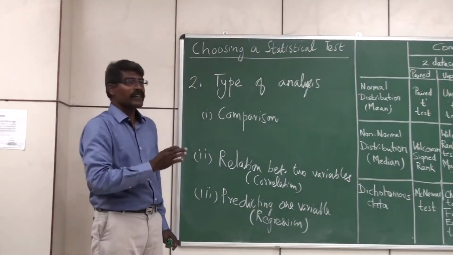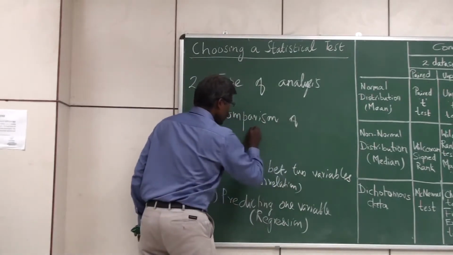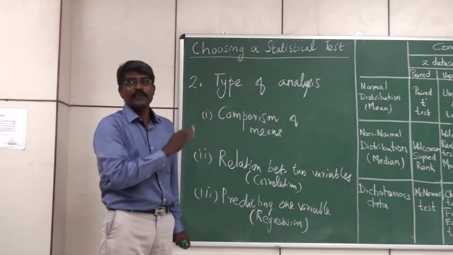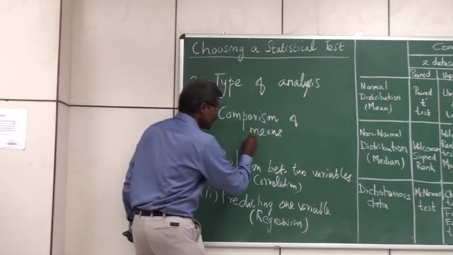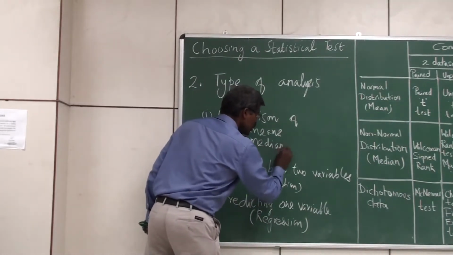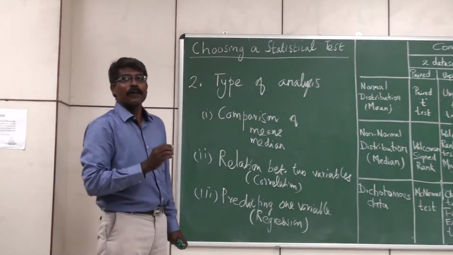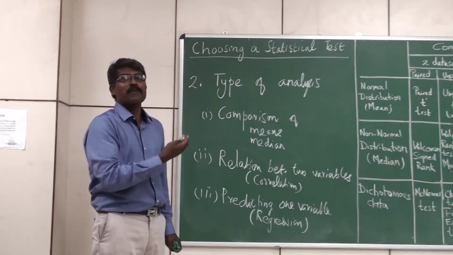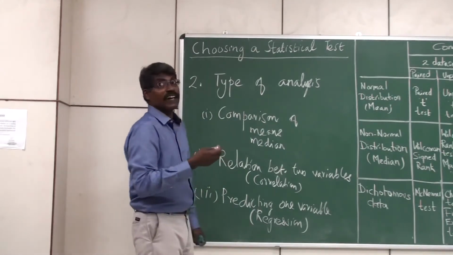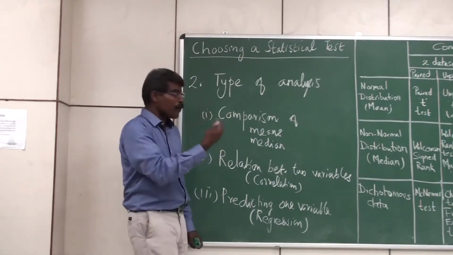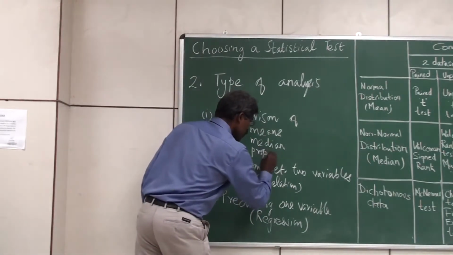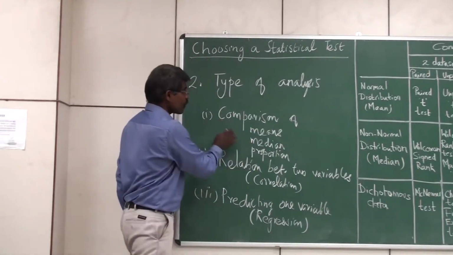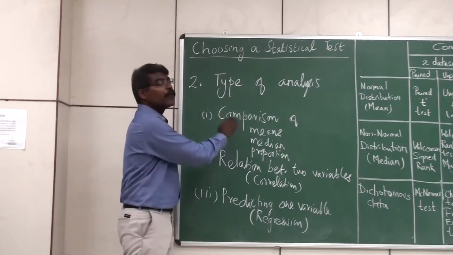Comparison can be comparison of means. If our type of variable had been continuous numerical, then we will be comparing means. It can be comparison of median if it is a numerical variable but does not follow normal distribution. The classical example is VAS score or Apgar score. Or if it is dichotomous data, it will be comparison of proportion between two groups. So comparison can be either comparison of mean, comparison of median or comparison of proportion. So we need to fix any one of these.